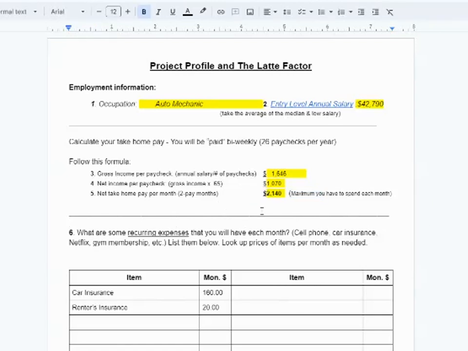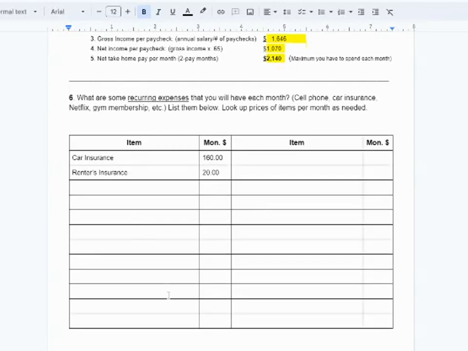That's 1 through 5. Now we come down to 6. What are some recurring expenses each month? So I want you to think in terms of what are the things you need to pay for each month or are willing to pay for each month that are what we call recurring expenses, or expenses that come in for the same day every month. I am giving you car insurance. I looked up what the average car insurance is for a young person. I divided it by 12. You don't always pay car insurance every month, but for this project we are.